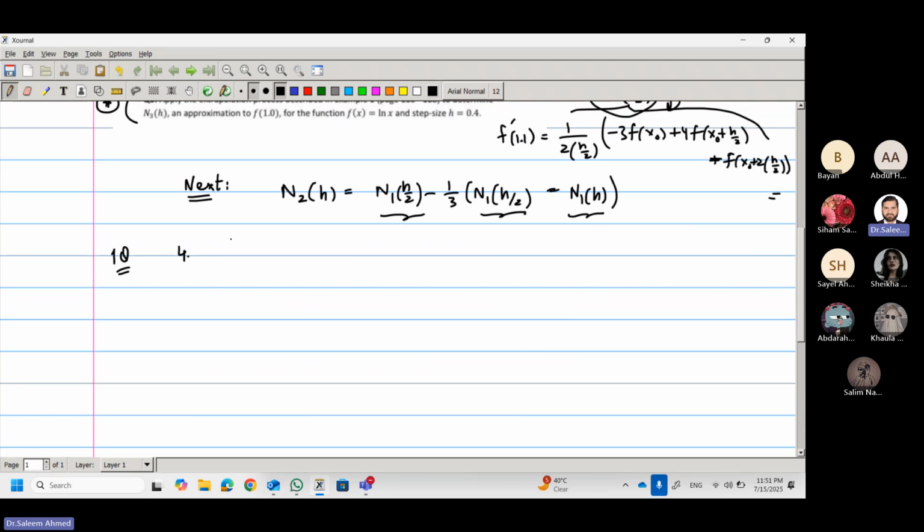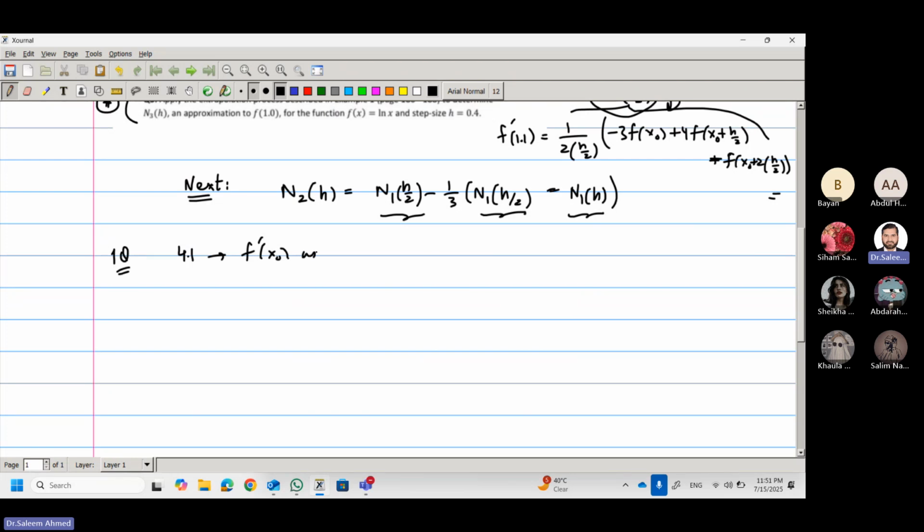This is 4.2 basically. So in 4.1, basically you approximate f prime at x naught, right? With h and with h by 2. So you will do it 2 times, right? I may give you the answer for that. Maybe I can give you that if I approximate f prime x naught by any formula, and your answer is this for h, and your answer is this for h by 2, right? Now I can ask you that, okay, now calculate N2(h), right? Like that.